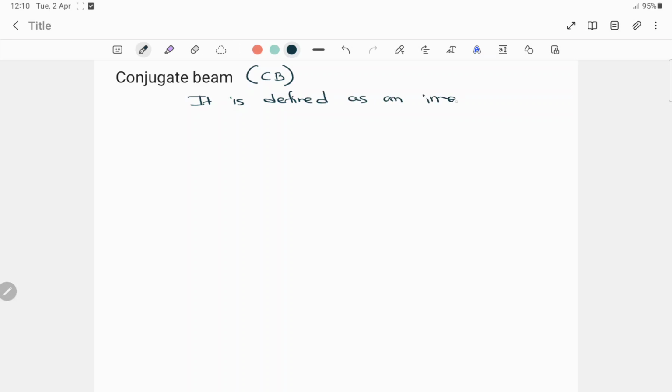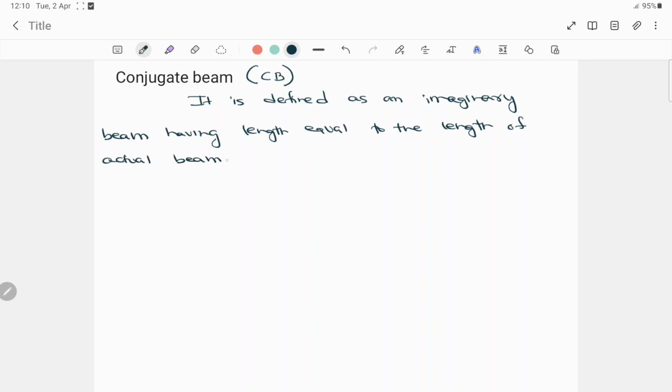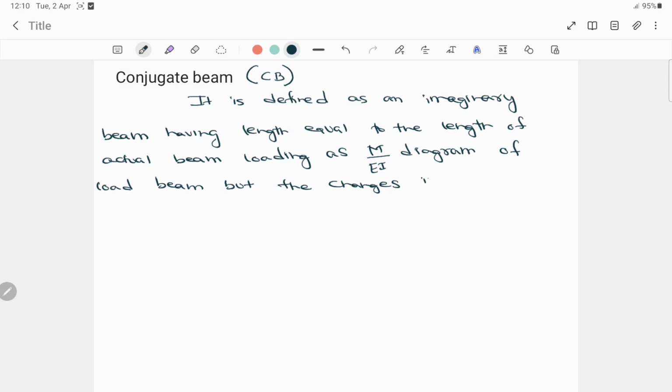an imaginary beam having length equal to the length of actual beam, loading as M by EI diagram of loaded beam, but the changes in support condition according to the rule.